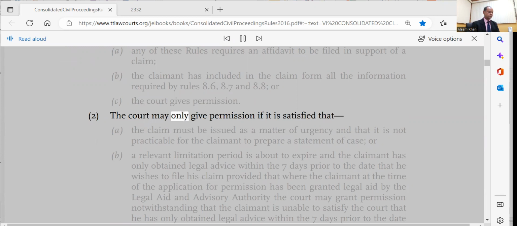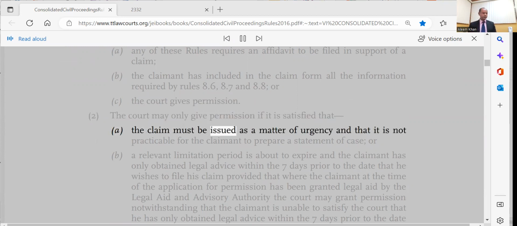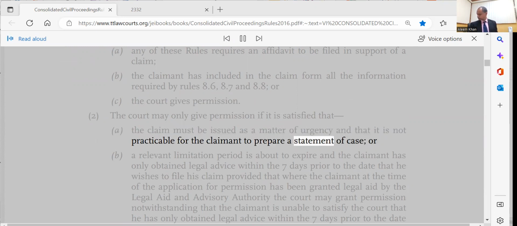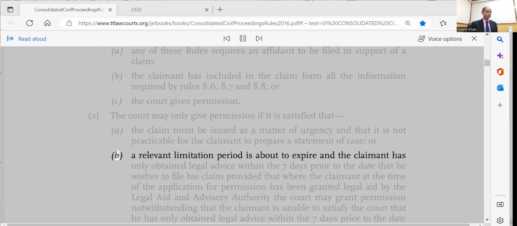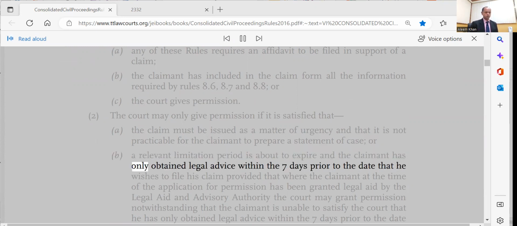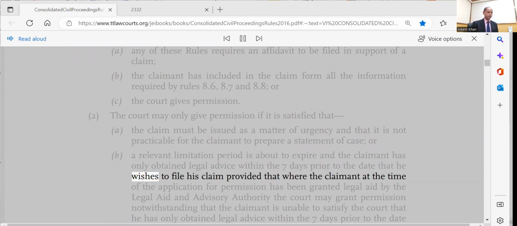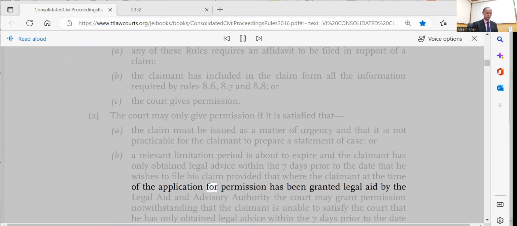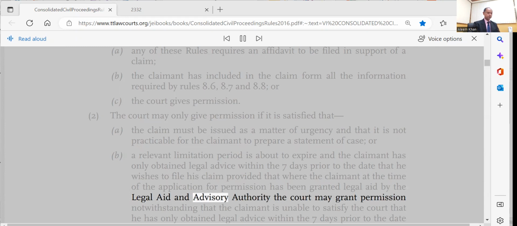2. The court may only give permission if it is satisfied that a. the claim must be issued as a matter of urgency and that it is not practicable for the claimant to prepare a statement of case, or b. a relevant limitation period is about to expire and the claimant has only obtained legal advice within the 7 days prior to the date that he wishes to file his claim, provided that where the claimant at the time of the application for permission has been granted legal aid by the legal aid and advisory authority, the court may grant permission.